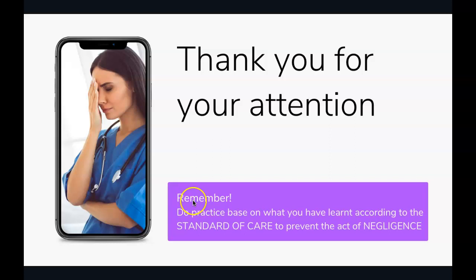Remember, do practice based on what you have learned according to the standard of care to prevent the act of negligence. Don't forget that as a student, you also have a risk of committing negligence if you do not follow the standard of care properly.